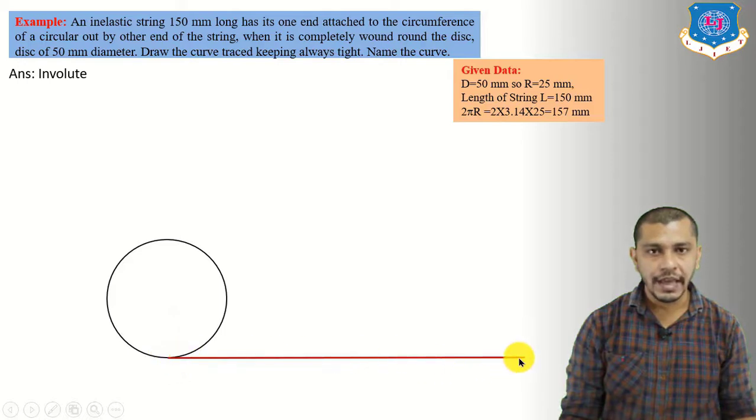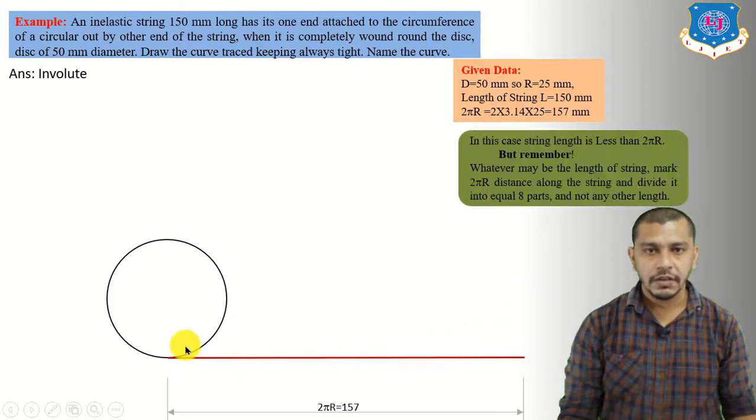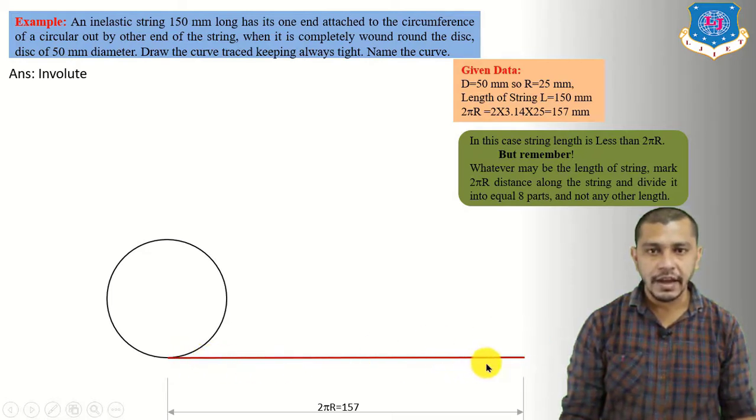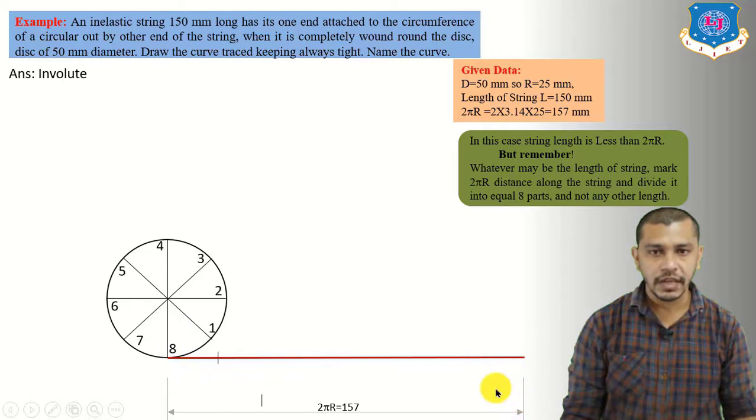So let's start. First of all, draw a circle having radius equal to 25 mm and draw a string showing the length 2 pi r. Right now don't show the actual length of the string; show the 2 pi r distance with the rounder. Whatever the string length is, first mark the 2 pi r distance and make divisions on it. So let us divide the circle into 8 equal parts and this 2 pi r distance into 8 equal parts also, and give the numbering.